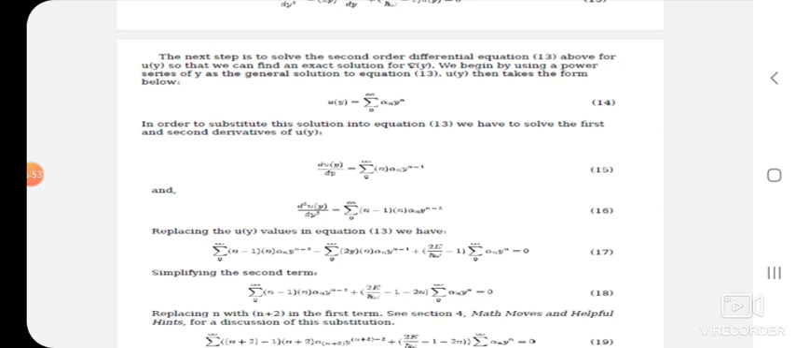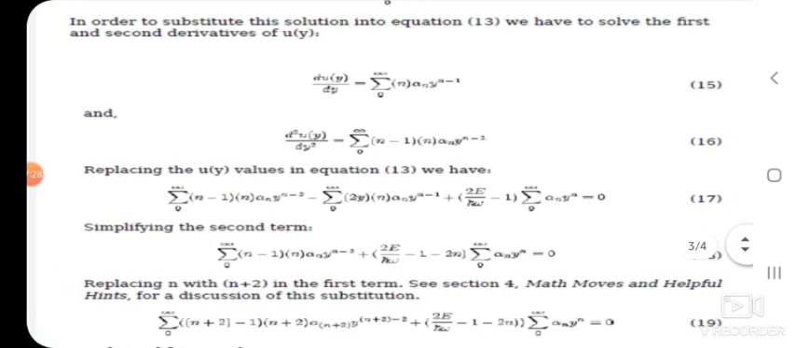Replacing the u of y values in equation 13, if we substitute equation numbers 14, 15 and 16 in equation 13, then equation 13 becomes summation 0 to infinity n minus 1 into n a_n y raised to n minus 2 minus summation 0 to infinity 2y n a_n y raised to n minus 1 plus 2e by h cross omega minus 1 into summation 0 to infinity a_n y raised to n is equal to 0.